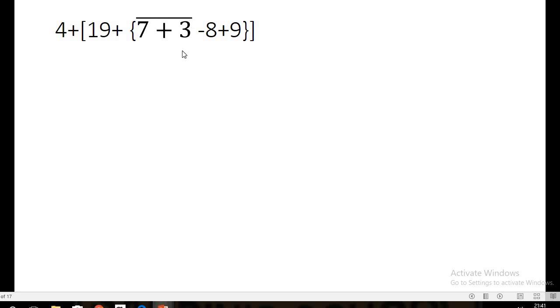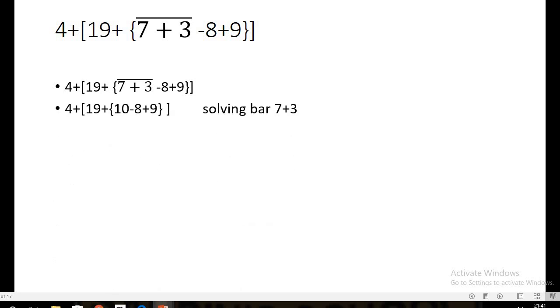So out of all the operations, this 7 plus 3 will be solved first. Why? Because it has the bar bracket. So in the next step, solving the bar, you have 7 plus 3 as 10. Now it is always the rule that you solve the innermost bracket first.